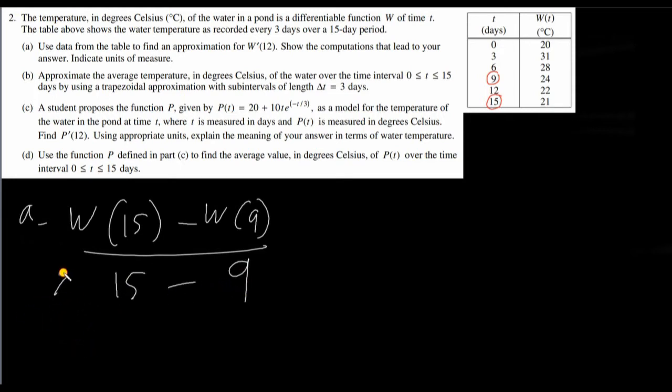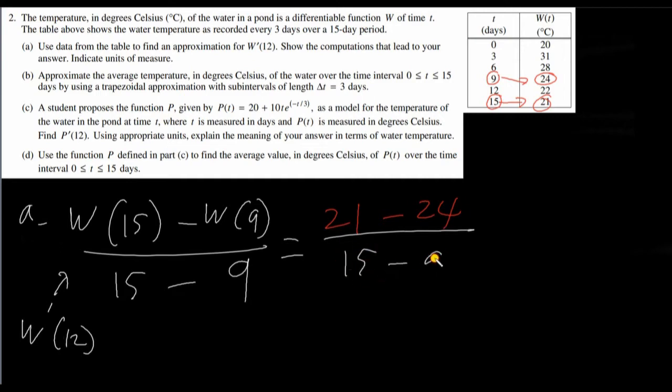Anyways, remember, this is an approximation for w prime of 12, right? We're approximating the instantaneous rate of change at 12 as an average rate of change between 9 and 15. So now what is this? Well, looking at the table here, for w of t, w of 15 is 21, and w of 9 is 24. So instead of w of 15, I'll replace it with 21. Instead of w of 9, I'll replace that with 24. And then over 15 minus 9. So this is my approximation for the instantaneous rate of change.